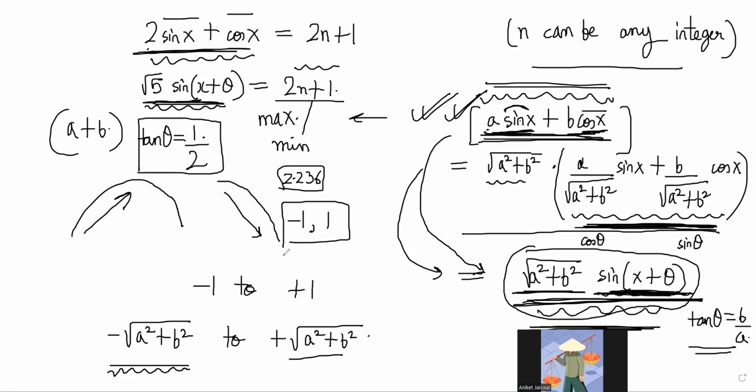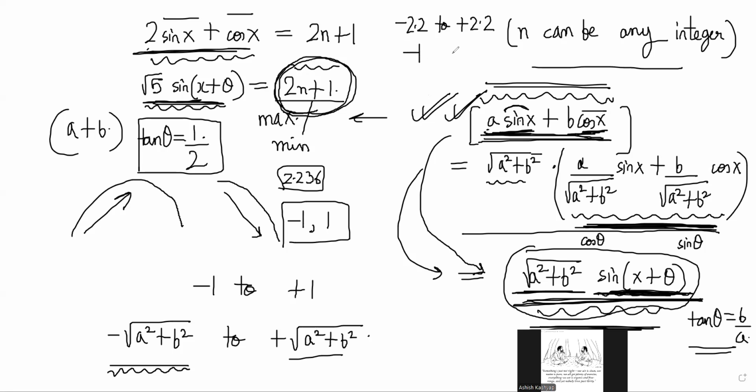Is everyone understanding what I'm saying? N can be any integer, 0, 1, 2, but whenever you put it, it will become an odd number, 2n plus 1, right? In the range that we have, the left-hand side has a range of minus 2.2 to plus 2.2. The only odd integers in that range are minus 1 and 1.